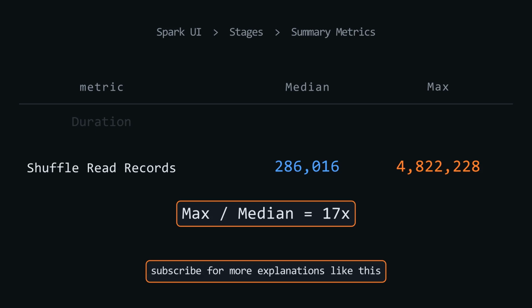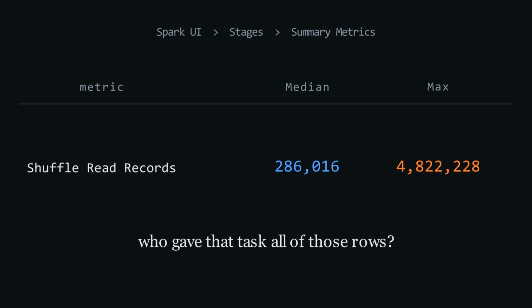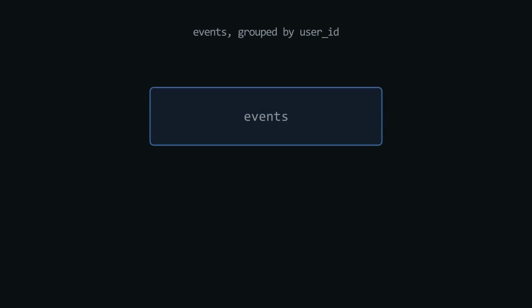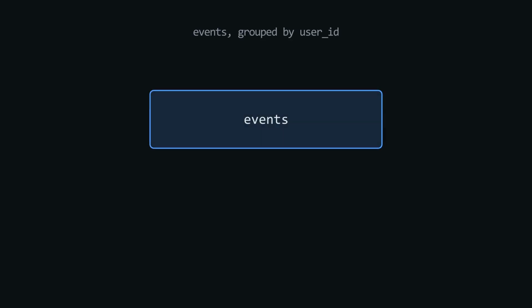Because the interesting question is not which task is slow. It is who decided to give that task all of those rows. Here is the table those rows came from. Nobody wrote a bug here, and nothing is broken. Your data simply has a shape.